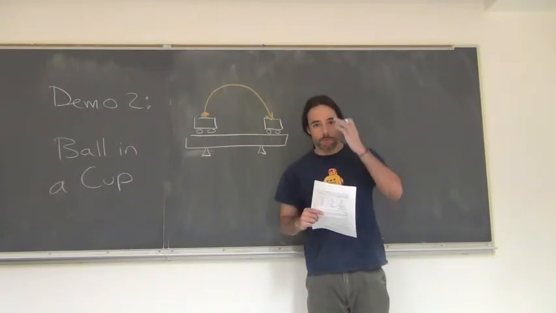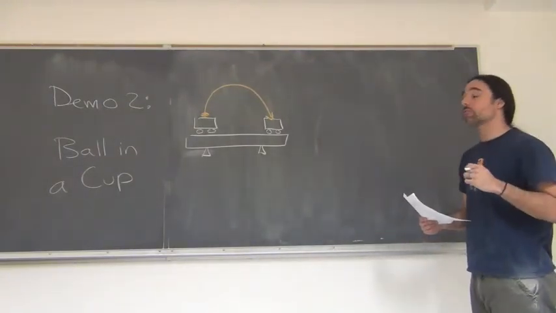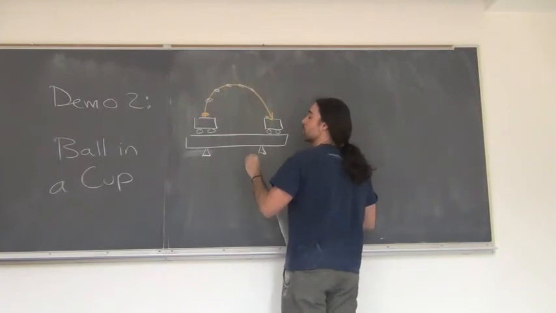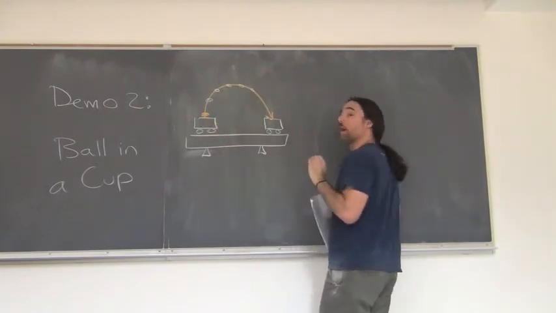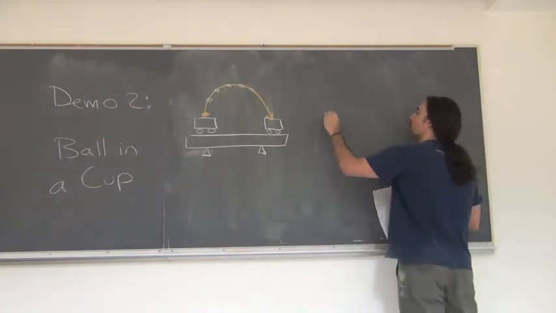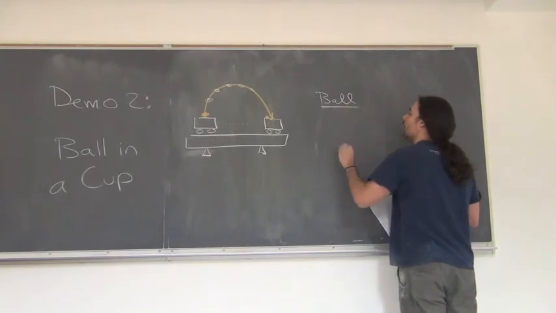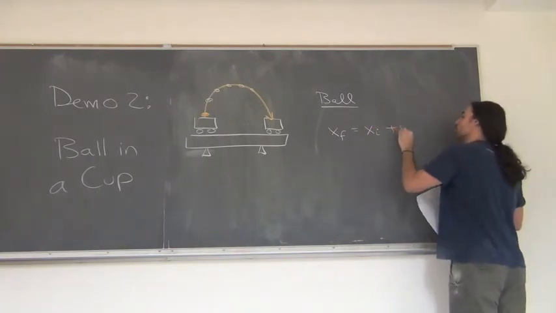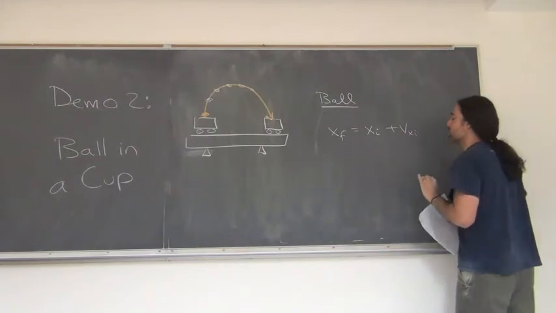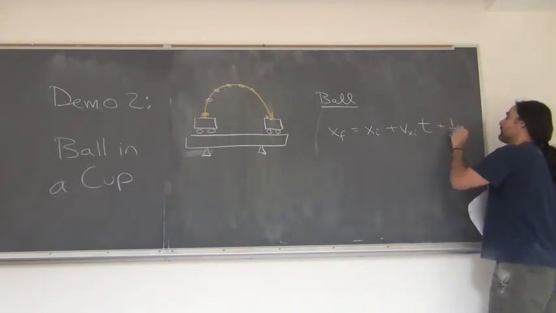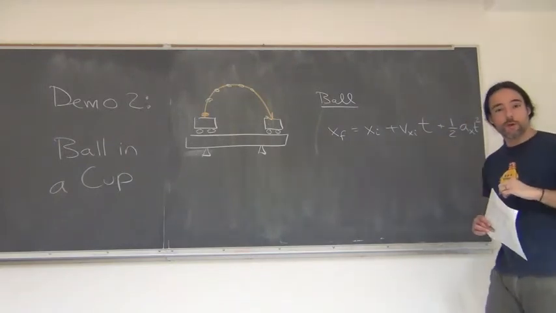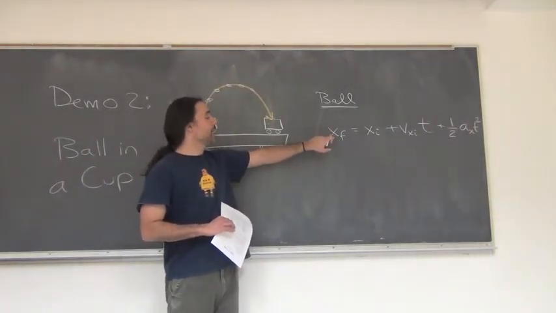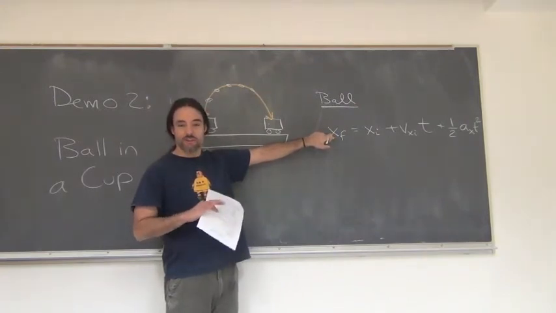So why does the ball land in the cup? Well, let's look at the x component for 2 things. Let's look at the x component for the ball at various points along its motion, and the x component for the cup. Well, for the ball, I can write that its final position is equal to its initial position plus its initial velocity in the x direction. We're just looking at the x direction here. Plus 1/2 its acceleration in the x direction times time squared. That's just from our kinematics equation. And I'm looking for where the ball is, what is its x position at any given time.